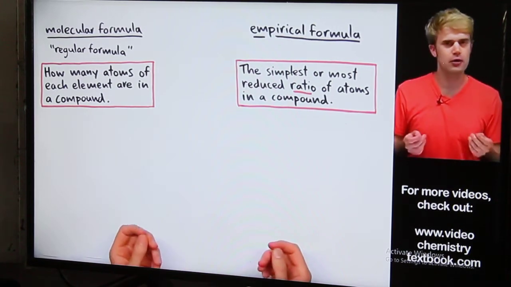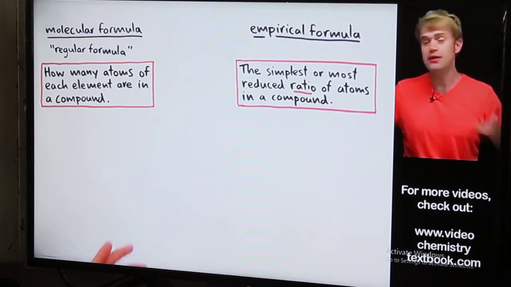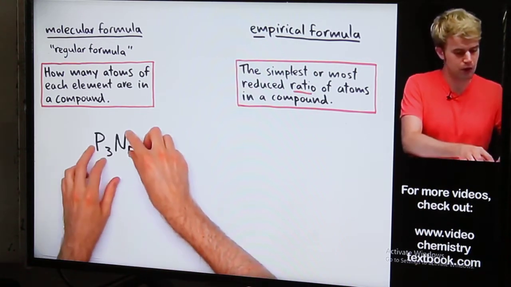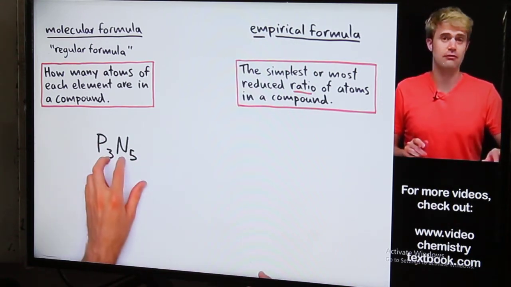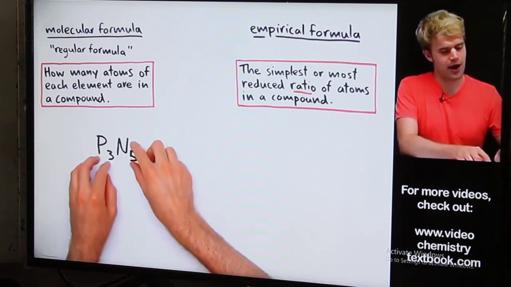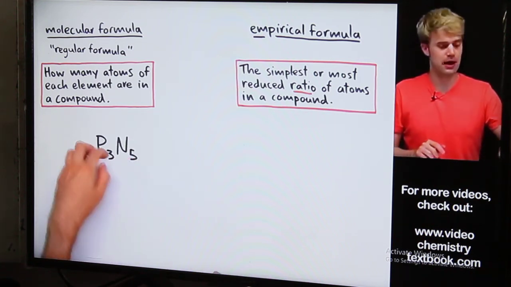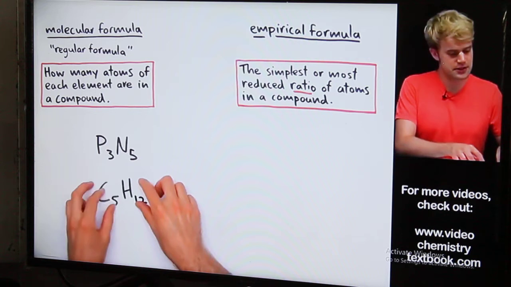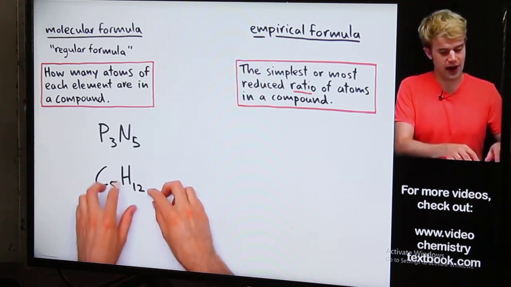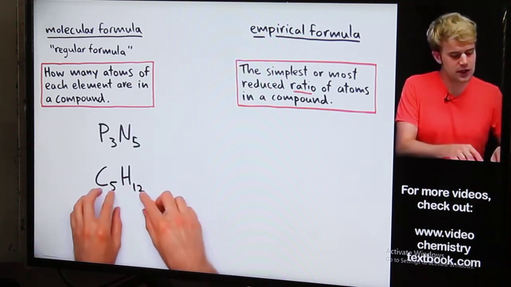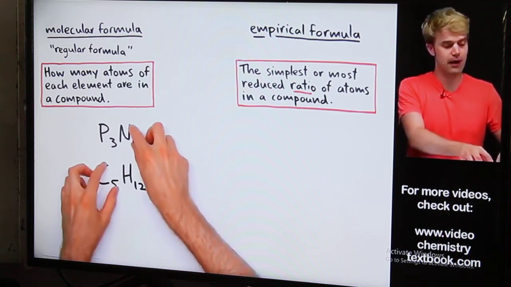Now with some molecular formulas, you just can't simplify them anymore. For example, P3N5. Okay? There's no number that we can divide both of these by to simplify it further. The same is true for C5H12. There's nothing we can divide both 5 and 12 by.